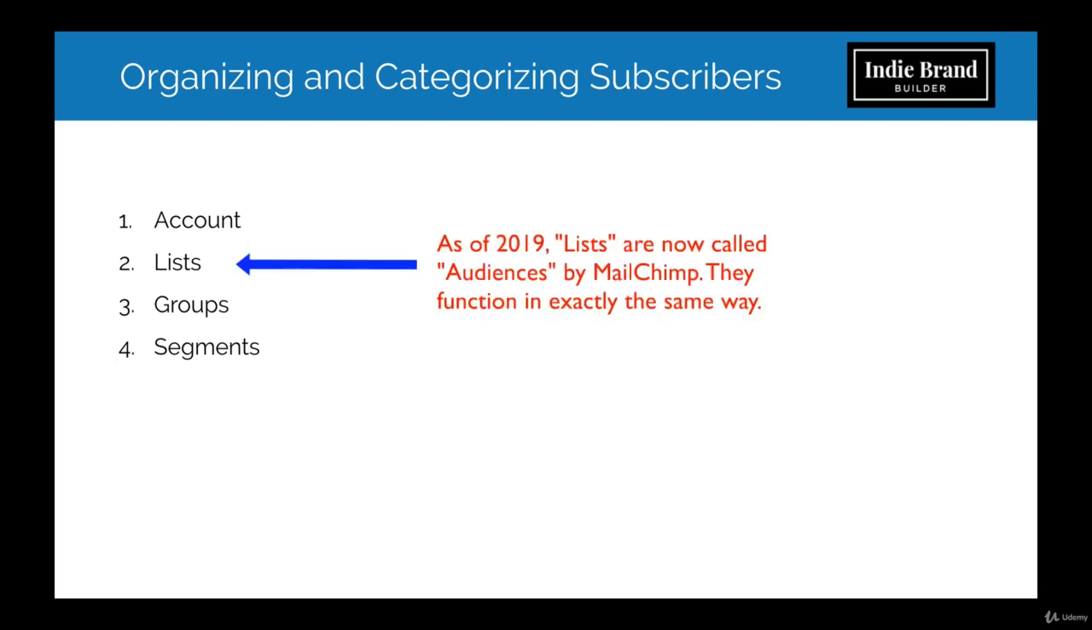So I want to talk about organizing and categorizing your subscribers. I'm just going to look at it at a very high level now. I'll also be going into the interface and show you all of these principles in context of MailChimp. So inside of MailChimp, you have your account, obviously. Inside of your account, you have lists, and you can categorize your list members into groups. And then you can use segments to further filter your groups and other criteria that MailChimp gathers on your subscribers. I'm going to go into a little more detail on each of these.